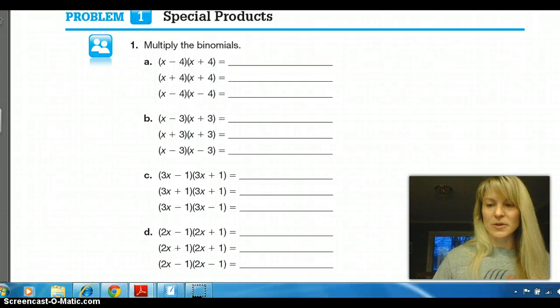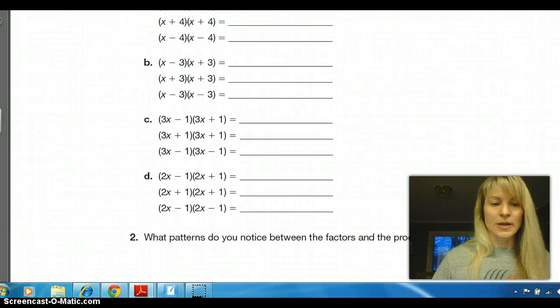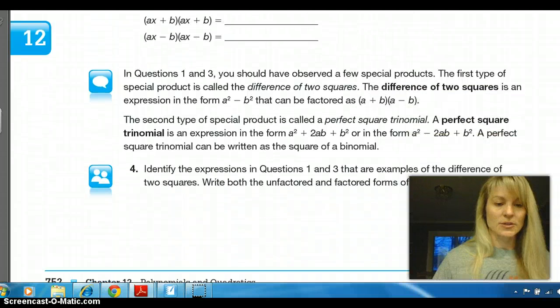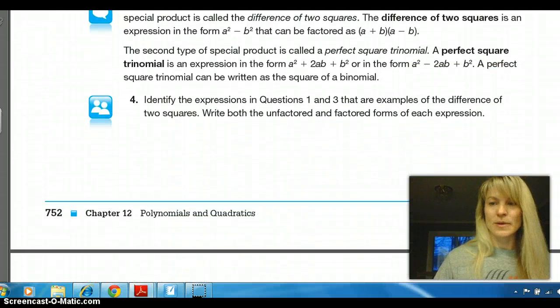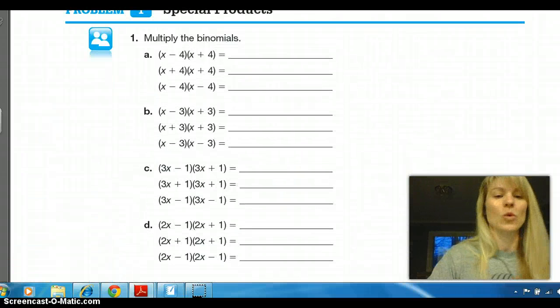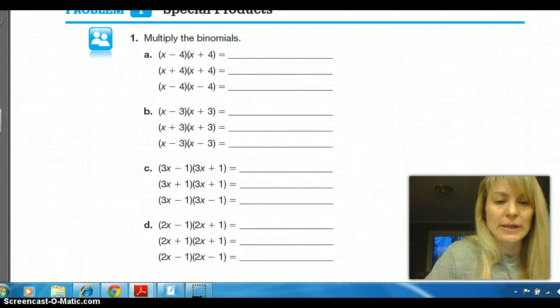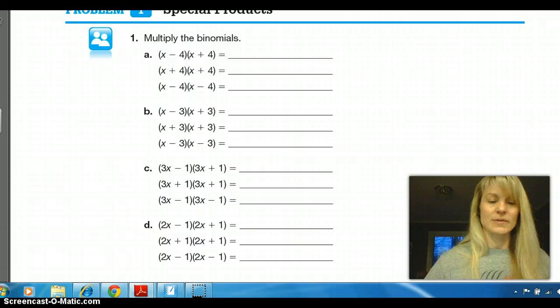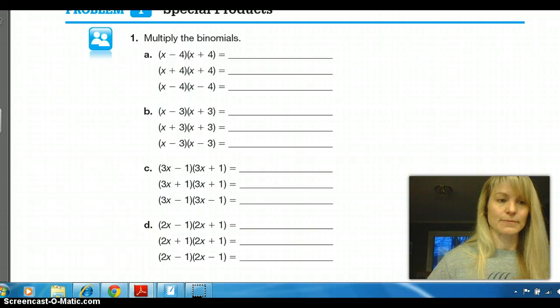Okay, so the first thing I want you to do is to get out your textbook and turn to page 572. And I want you to look at number 1. And I want you to go ahead and complete A, B, C, and D. As you complete those, you should find a pattern as you go, making it easier for you to answer them. So go ahead and pause the video and complete all of A.